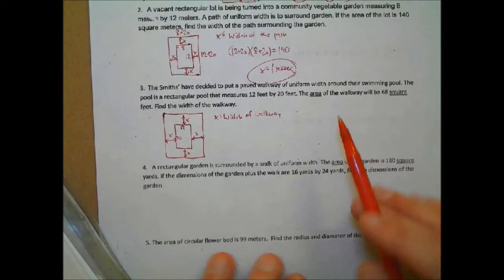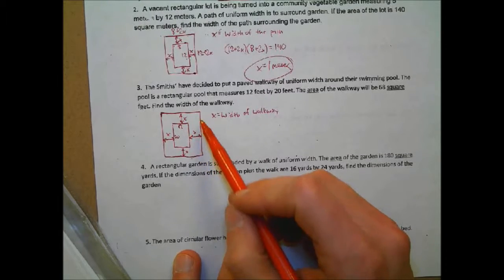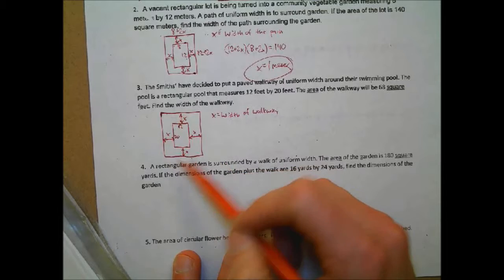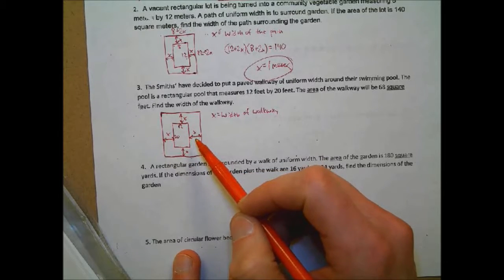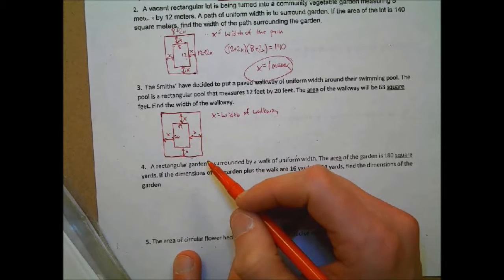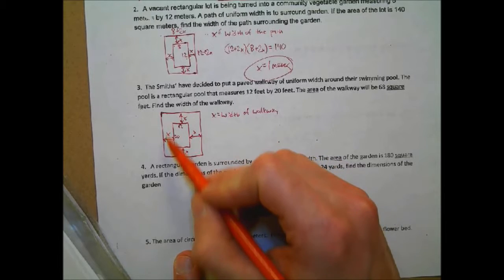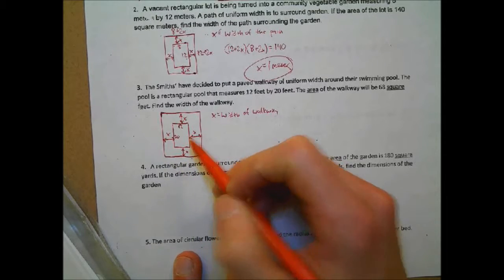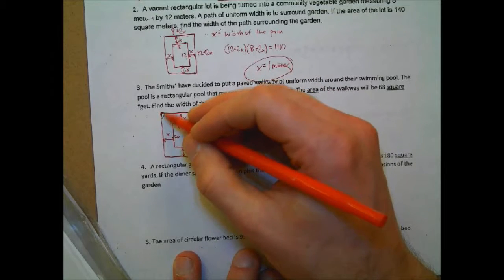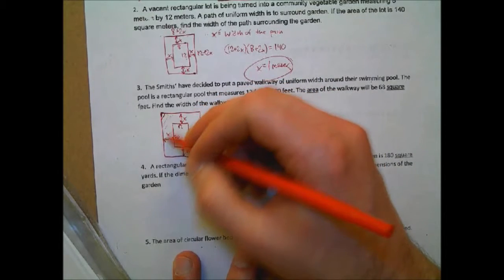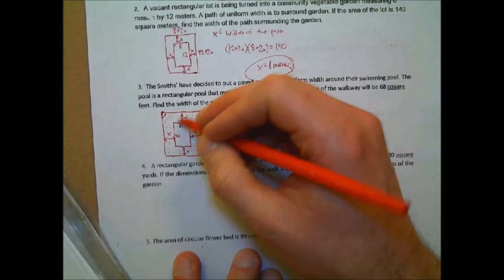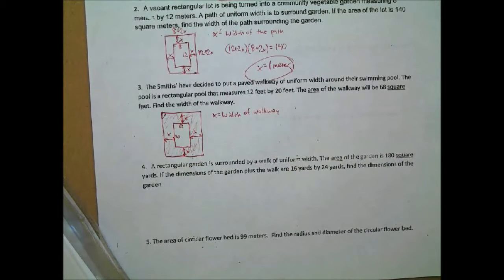And number 3, we are not told what the entire area of the pool plus the walkway is. We are told only the area of the what? Only of the walkway. So, that's different, right? We only have the area of this piece right here. I'm going to very lightly shade. We only have the area of this right here, this outer piece. That's it. We're not told the area of the whole thing.